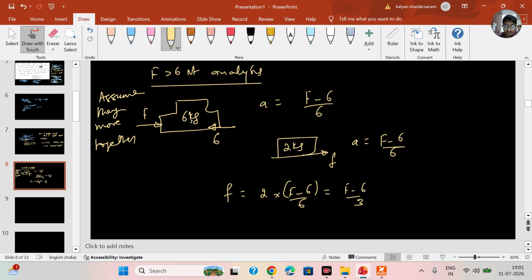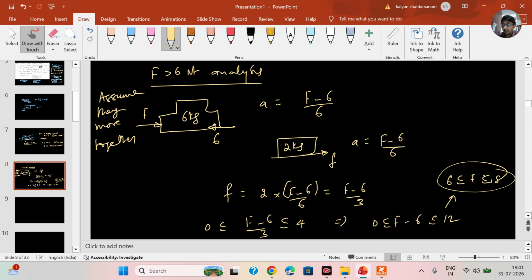But if it is really static, if they are moving together, the friction should lie between 0 and mu N. What is mu between the blocks? 0.2 into 20, N is 20. 4 Newton. So from here, 0 less than F minus 6 less than or equal to 12, and 6 less than F less than or equal to 18. So up to 18 Newton, these blocks move together. Anything less than 6, they won't move. The moment you apply force greater than 6 and up to 18, they move together.